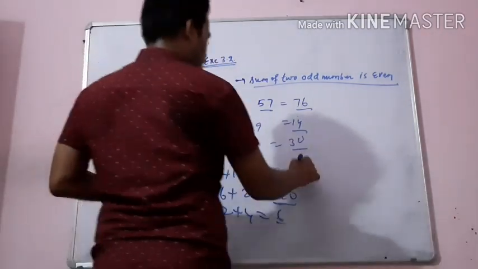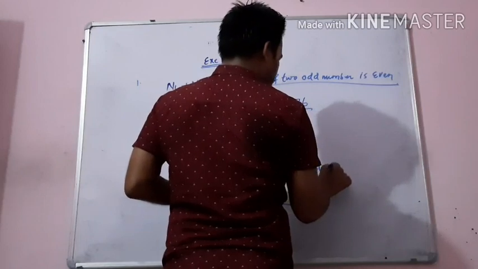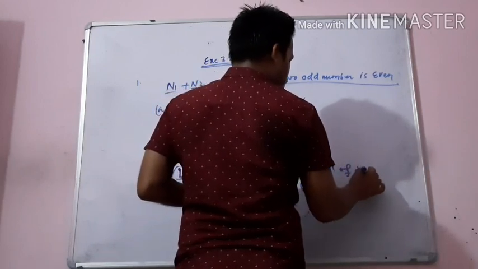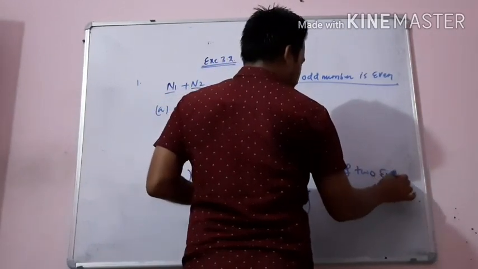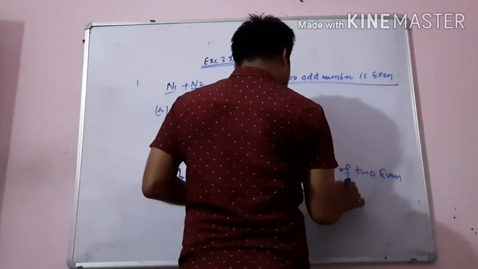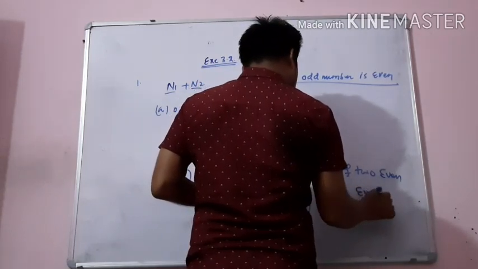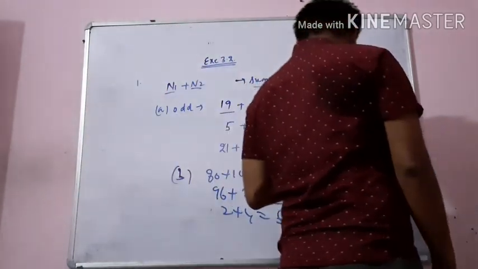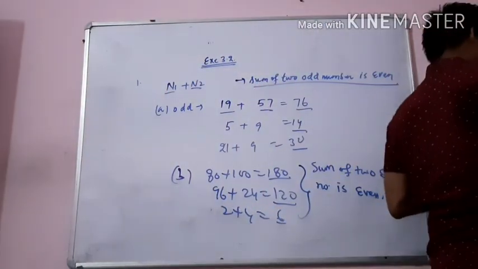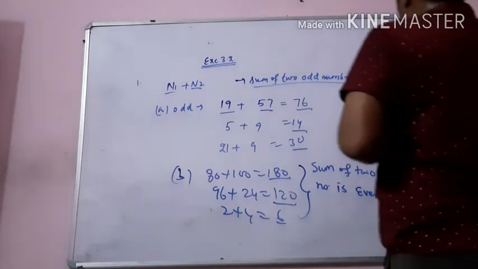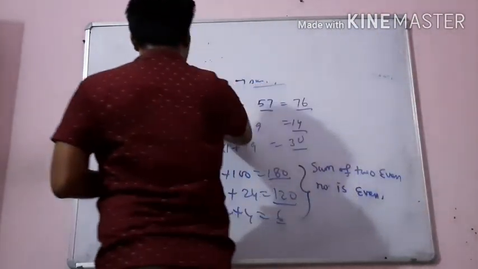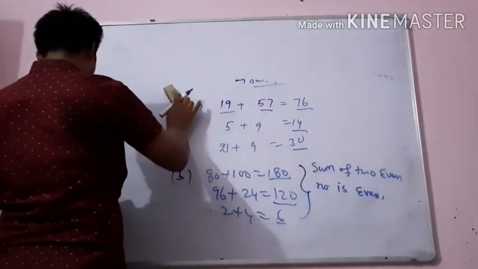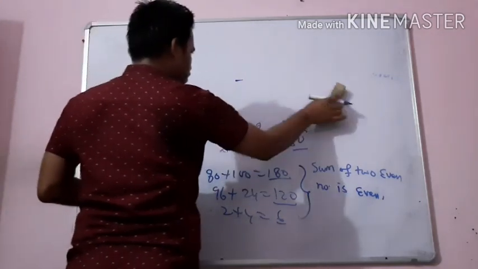Sum of 2 even numbers is even. Now question number 2. State whether the following statements are true or false. You have to mention whether the given statements are true or false. So C.